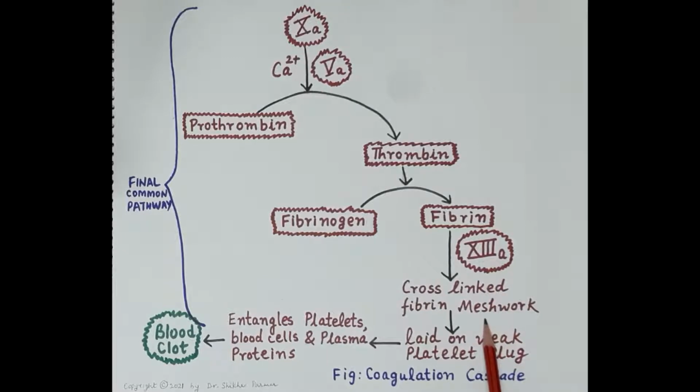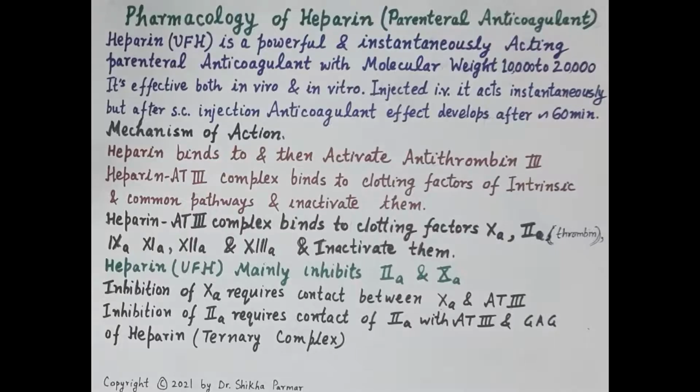fibrin mesh network. So a fibrin mesh network is produced at the site of injury, and this fibrin mesh network is laid over the platelet plug. It strengthens the platelet plug. Now the platelets, blood cells and plasma proteins are all entangled in this fibrin mesh network, and finally it produces a blood clot. This blood clot seals the injured site of the wall of the blood vessel, controls and prevents bleeding, and the tissues of the injured blood vessel wall start regenerating. So this is all about the coagulation of blood.